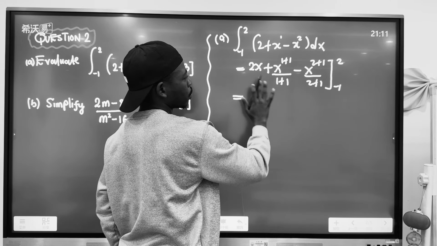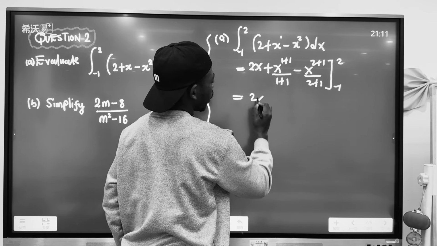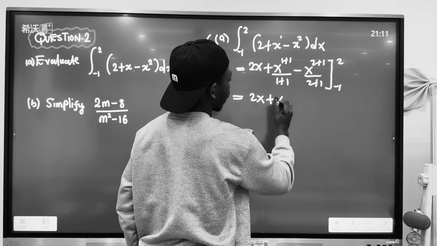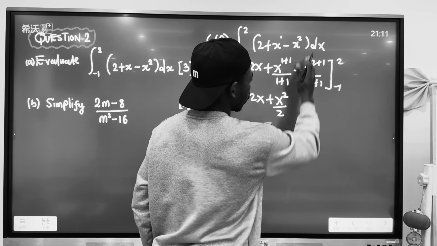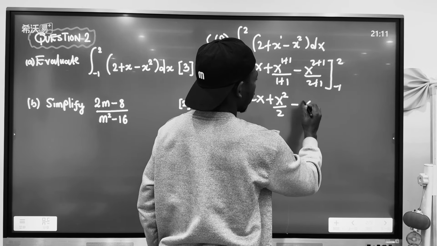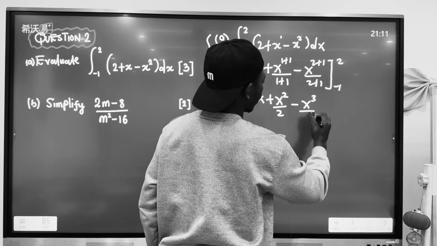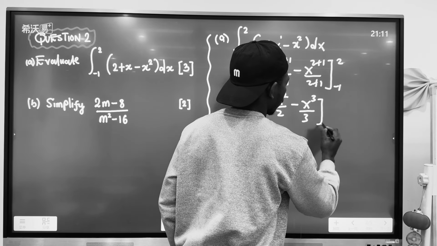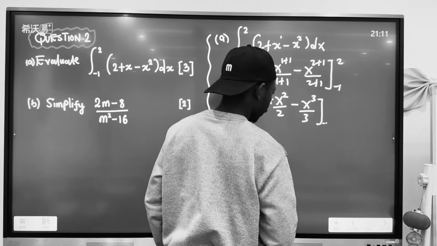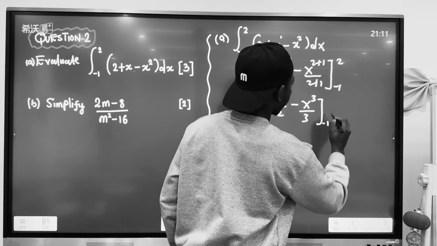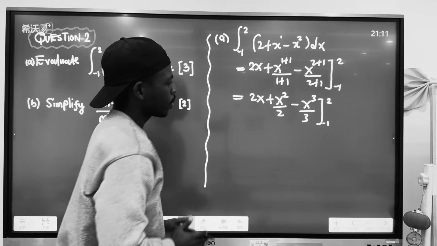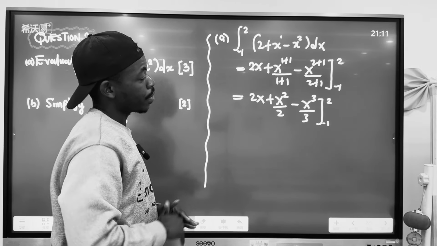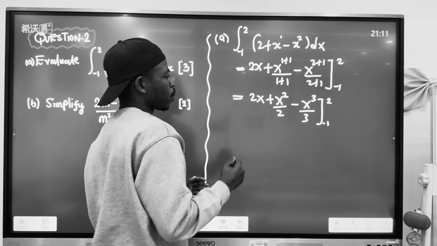Okay, so let's simplify. This will be 2x, plus x squared over 2, minus x to the power 3 over 3, like that. Then we're integrating from -1 to 2. So let's find this area. Basically, we're finding the area here.